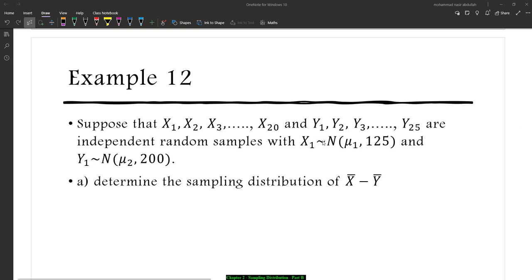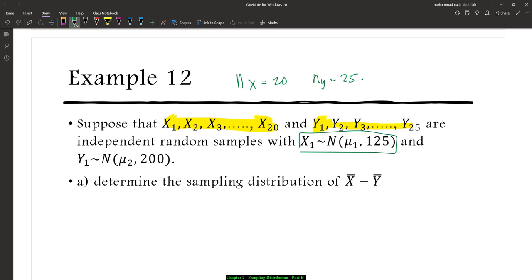So I will show you example number 12. Suppose that x1 until x20. We have two samples here, x and y. For x we have nx equal to 20, and for y we have 25. X has a normal distribution with mu1 and variance equal to 125. Y has a normal distribution with mu2 and variance equal to 200. Determine the sampling distribution of x bar minus y bar.